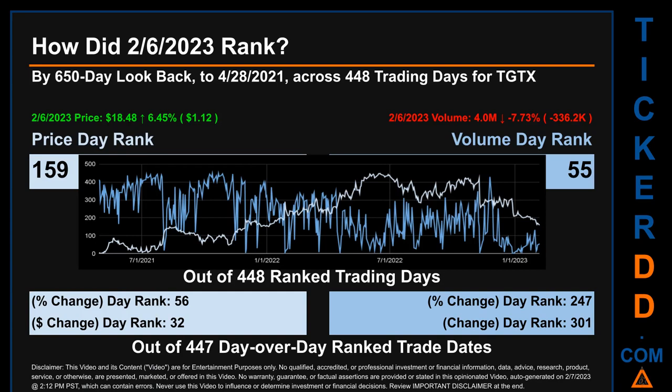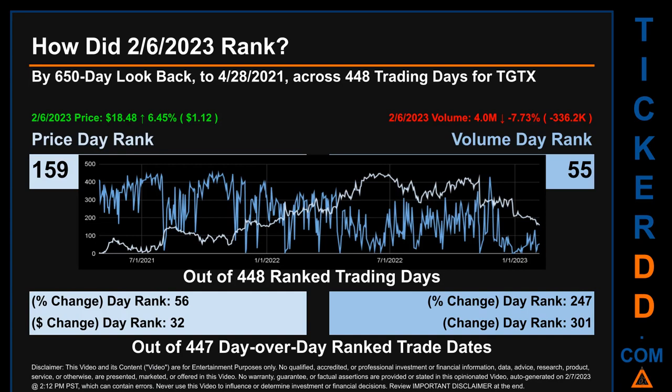How did the 6th of February 2023 rank for TGTX? By a 650 calendar day look back to April 28, 2021, across 448 trading days, the 6th of February 2023 price ranked 159 while its volume ranked 55. Each of the 448 trading days were ranked amongst themselves by highest end of day price and volume, with a rank of 1 being the highest and 448 being the lowest ranked day.